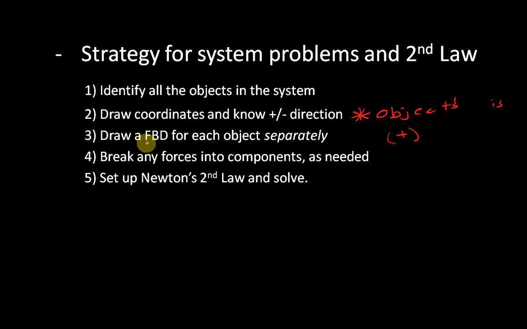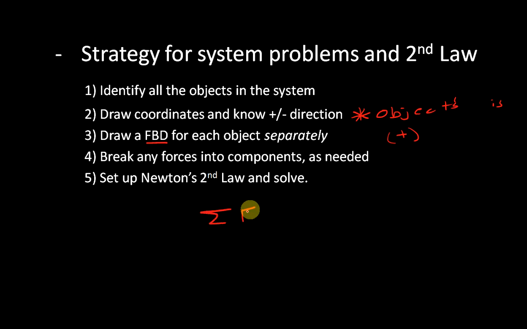Next, draw free body diagrams. You've done that before. Now you're going to do it for each one individually. If there are 2 objects in your system, draw a free body diagram for both. For 4, if you have things acting at weird angles or if things are on inclines, you should break it into components. And 5, we should be setting up Newton's second law.